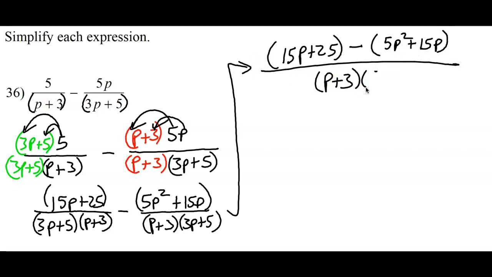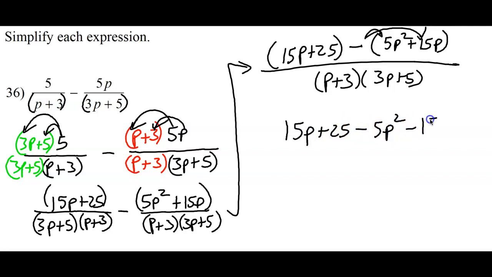P plus 3, 3p plus 5. So why are the parentheses important? Because it reminds us to distribute this negative to both terms. So I end up with 5p plus 25 minus 5p squared minus 15p all over my common denominator.